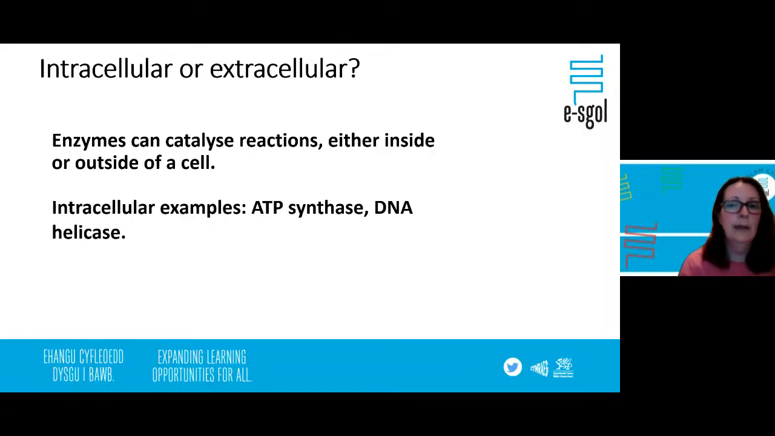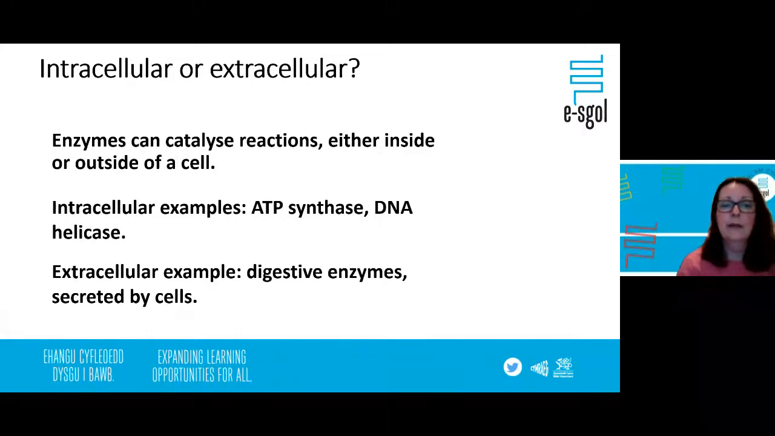And there are some examples here. We mentioned earlier the key terms intracellular and extracellular. So enzymes can speed up reactions inside a cell or outside of a cell, depending on the situation. So we've got some examples here that you might want to make a note of.